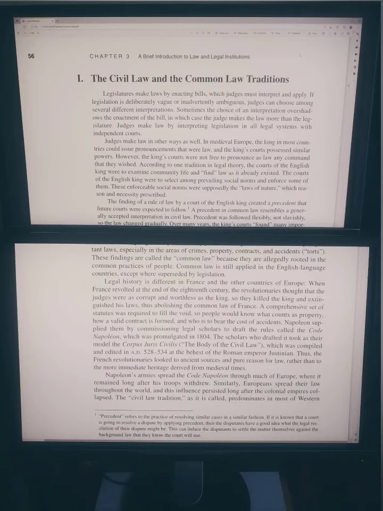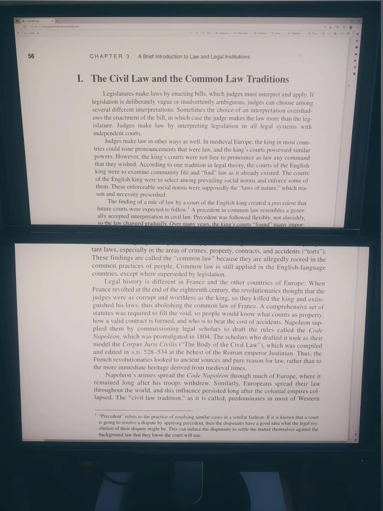The civil law and the common law tradition. Legislatures make laws by enacting bills, which judges must interpret and apply. If legislation is deliberately vague or inadvertently ambiguous, judges can choose among several different interpretations.